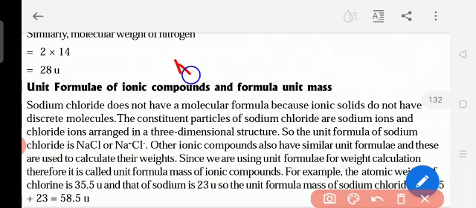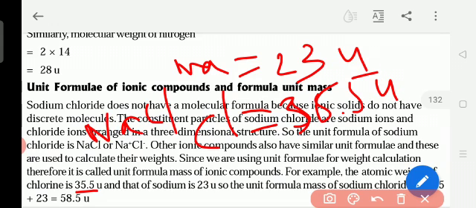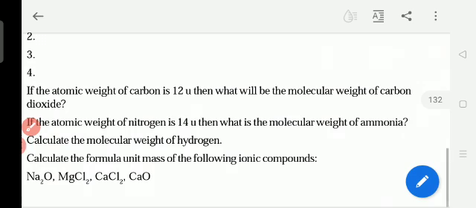What is the atomic weight of sodium? 23. It is not the atomic number, it is the atomic weight. It is in the periodic table. Okay, 23. And chlorine's atomic weight is how much? 35.5 units. Okay. So here, NaCl, Na is 1, Cl is 1. So 23 plus 35.5 is equal to 58.5. Don't forget to keep the small u units. Okay. This is the one.